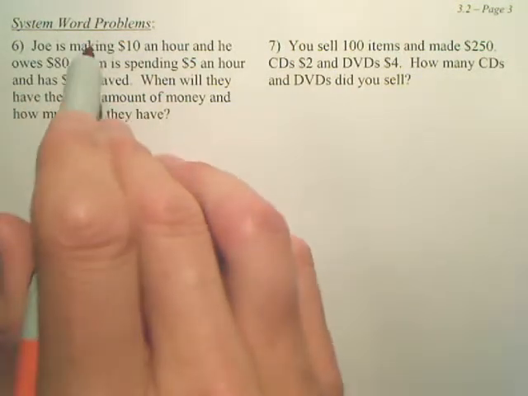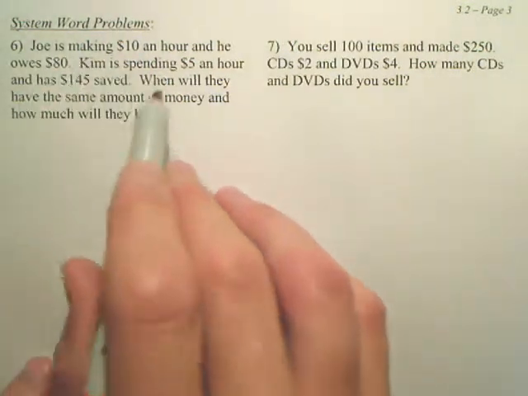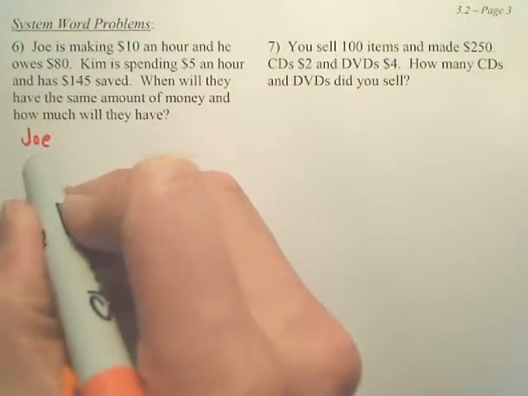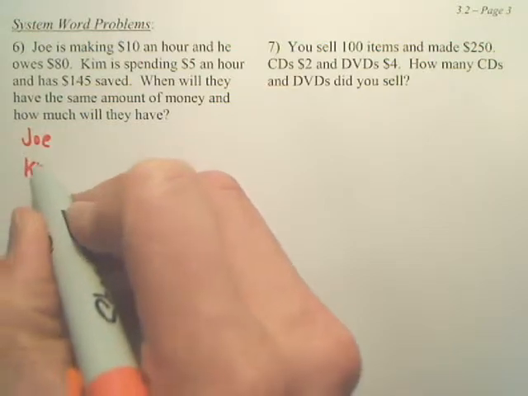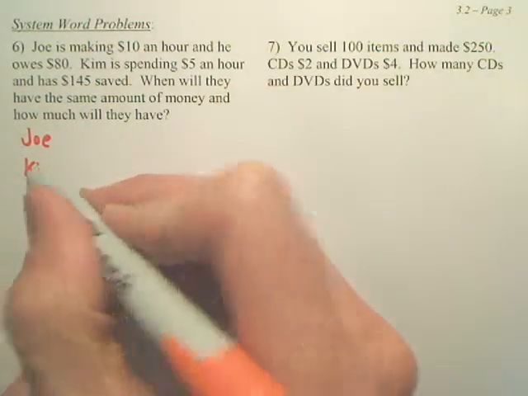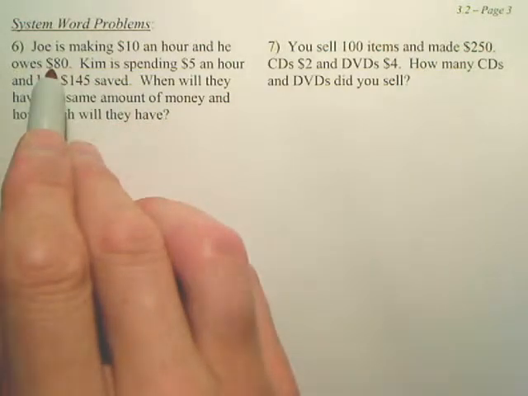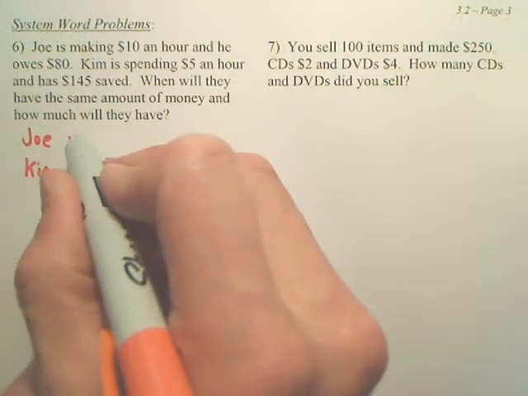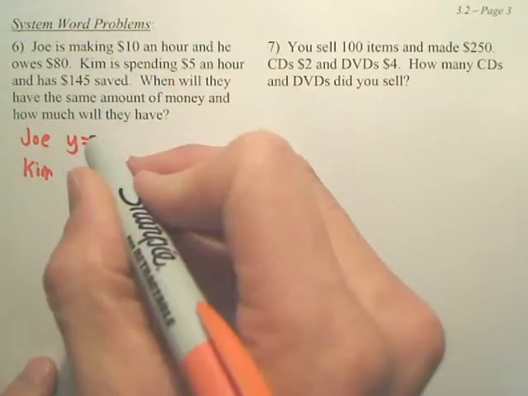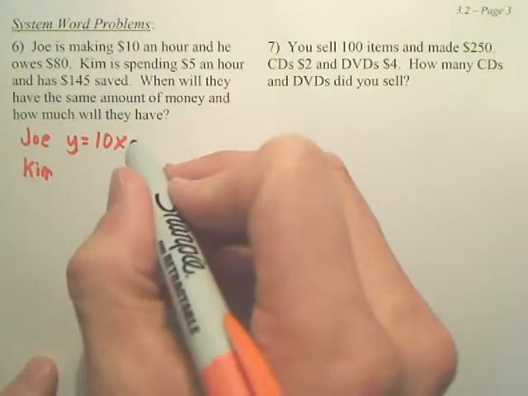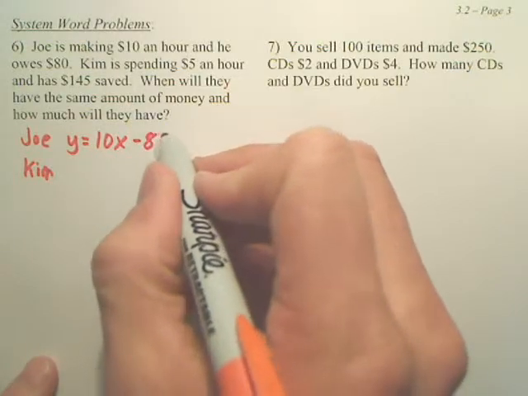System word problems. So if I want to solve this word problem, let's talk about it first. We have two people. We have Joe. We have Kim. Joe is making $10 an hour but owes 80 bucks. His equation would look like this. He is gaining 10 bucks per hour, but he is at a negative 80 bucks to begin with.